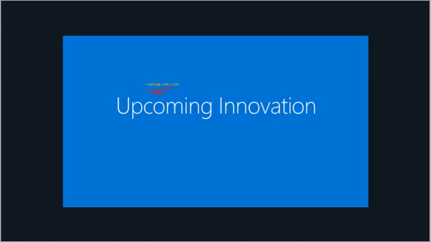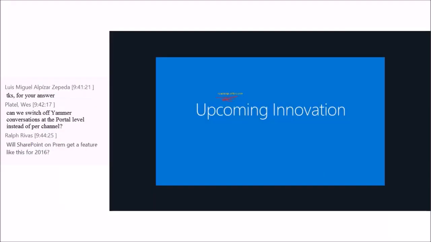Okay. At least we're on the upcoming innovation slide. The other question was switching off Yammer at the portal level instead of per channel. We don't have a way to switch it off for the entire portal. Today we respect the switch that is in SharePoint Tenant Admin. There's a switch in SharePoint Tenant Admin that says either use yammer.com or use Newsfeed.